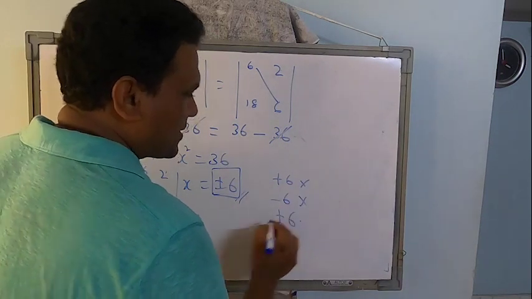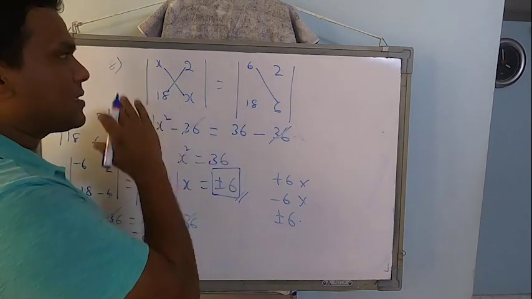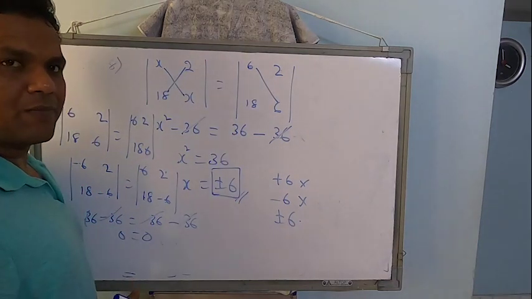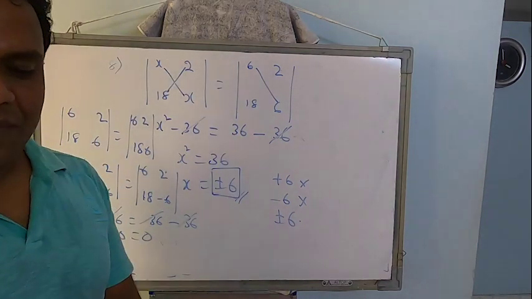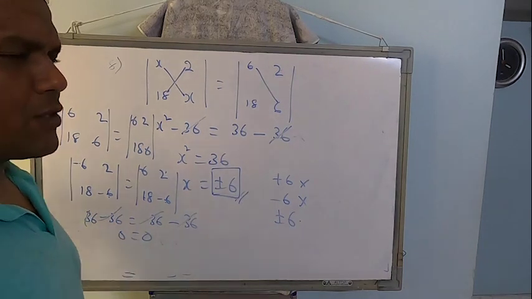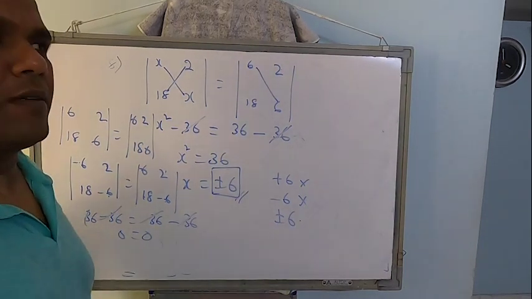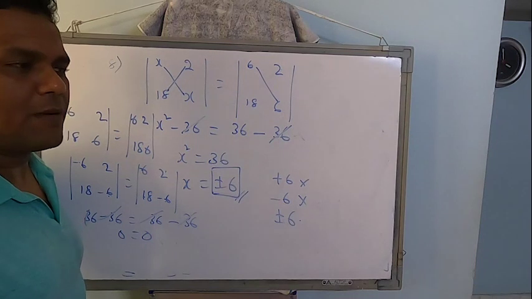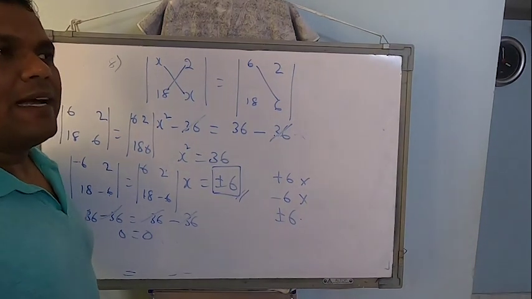It has to be plus or minus because both values will satisfy the determinants on both sides. Fine, students. So today was just an introduction about the determinant. So what is a determinant? A simple statement, simple definition.